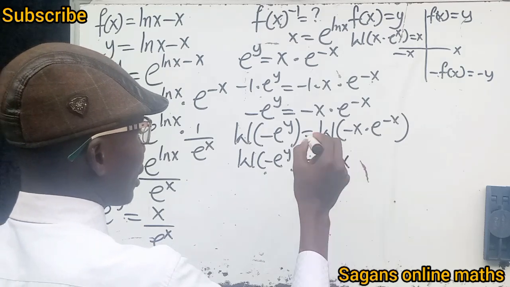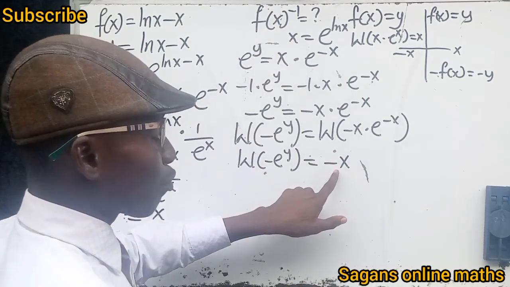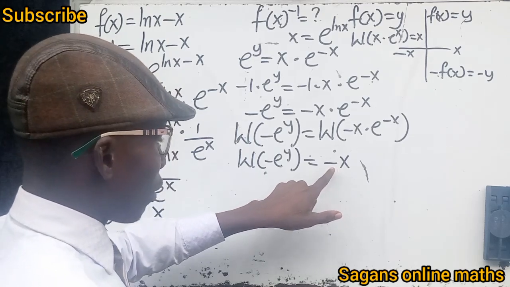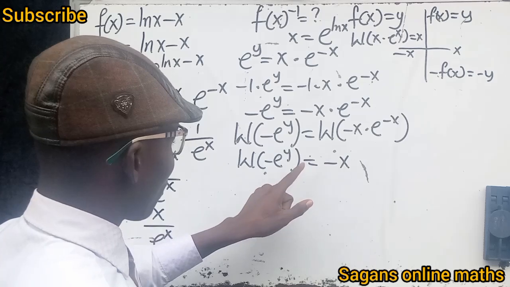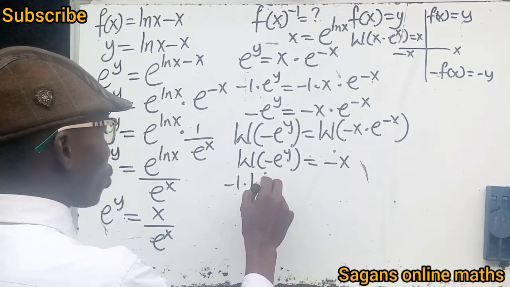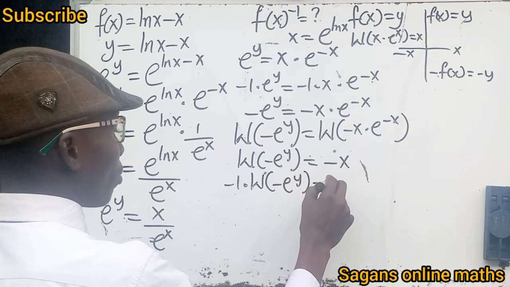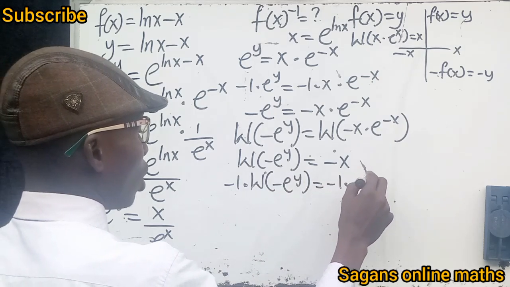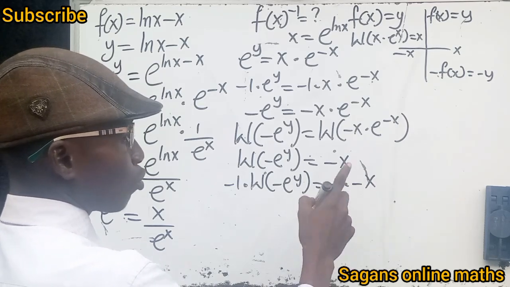Now here we just have minus negative x. Now we are asked to find the inverse of s, but you are not asked to find the negative of s inverse. We are asked to find s inverse, not the negative. So what are we going to do to remove this negative? Let's multiply both sides by minus 1. So now see that minus 1 multiplied by the W function of minus e raised to the power of y equals minus 1 multiplied by minus x. You can see that minus 1 times minus x will give us positive x.